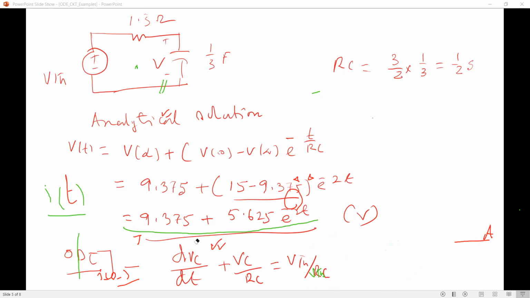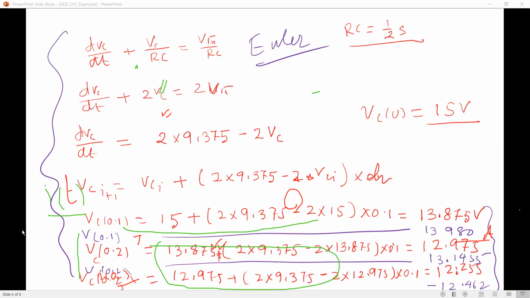This is your differential equation that relates your capacitor voltage with your Thevenin voltage. Then it is a first order differential equation. You can proceed with solving by using the Euler technique or Runge-Kutta or whatever it may be. Okay, this is the solution I have shown by using Euler. This is the equation.